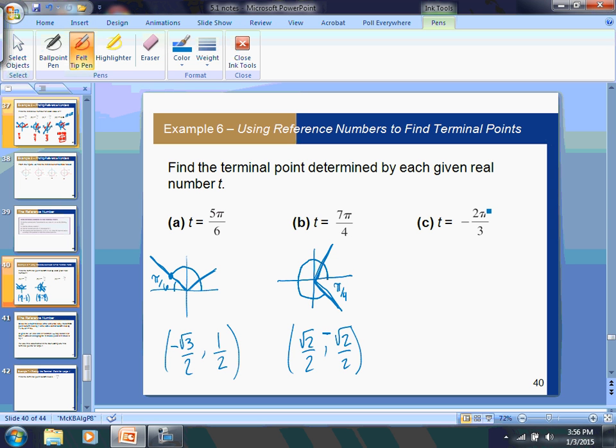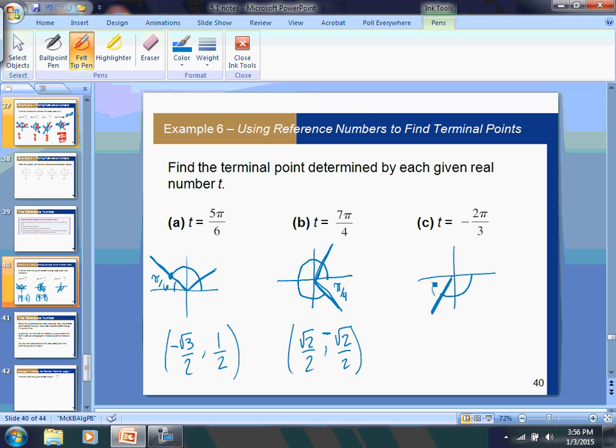Okay, one more. We're going to do negative 2 pi over 3. So again, draw your little axes. And since it's negative, we're going to go down and clockwise instead of up and counterclockwise. So I'm going to start on the x-axis, and I'm going to go down 2 pi over 3. So that means that this bottom semicircle is getting cut into thirds. So I want to move 1/3 and then 2/3. So I'm going to be over here. So that's negative 2 pi over 3.